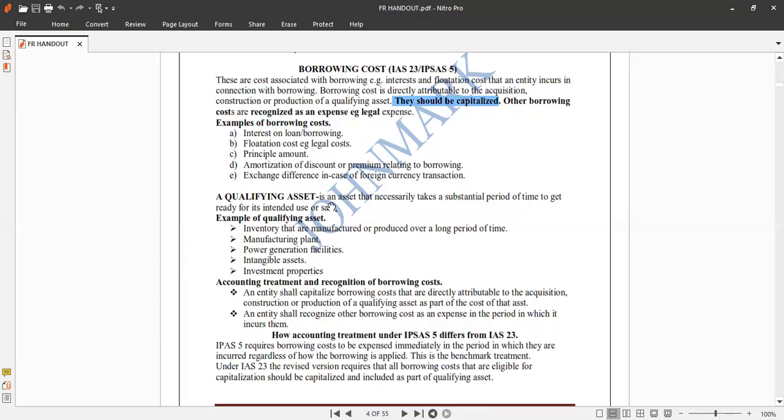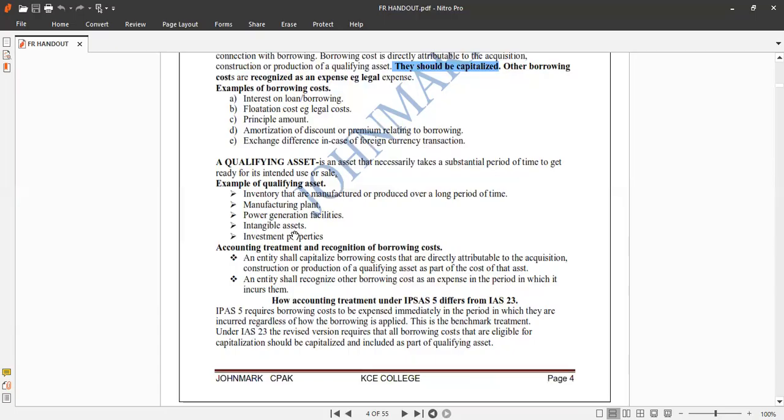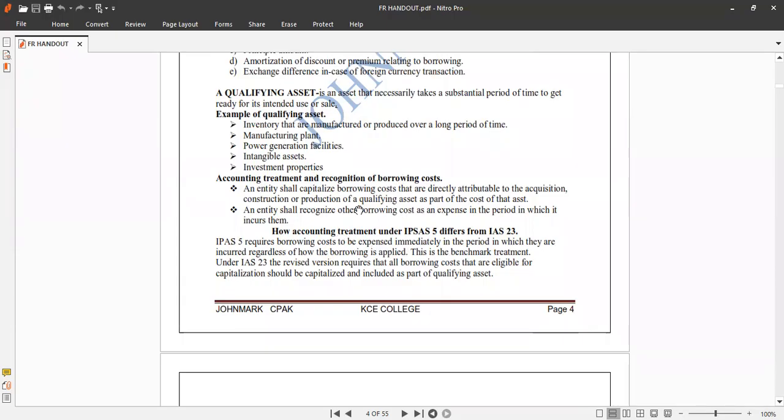Good. What's a qualifying asset? It's an asset that necessarily takes a substantial period of time to get ready for its intended use or for sale. And we have examples of qualifying assets, so we'll go through that. Then accounting treatment and recognition of borrowing costs. We have said that borrowing costs should be capitalized, but some expenses need to be expensed.